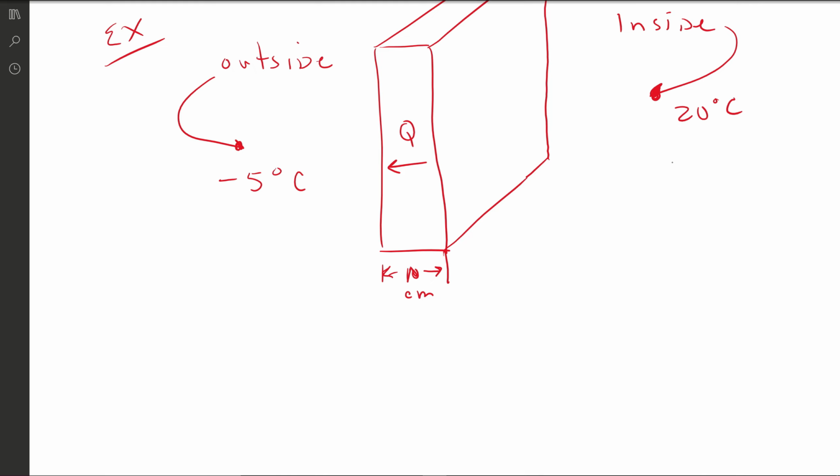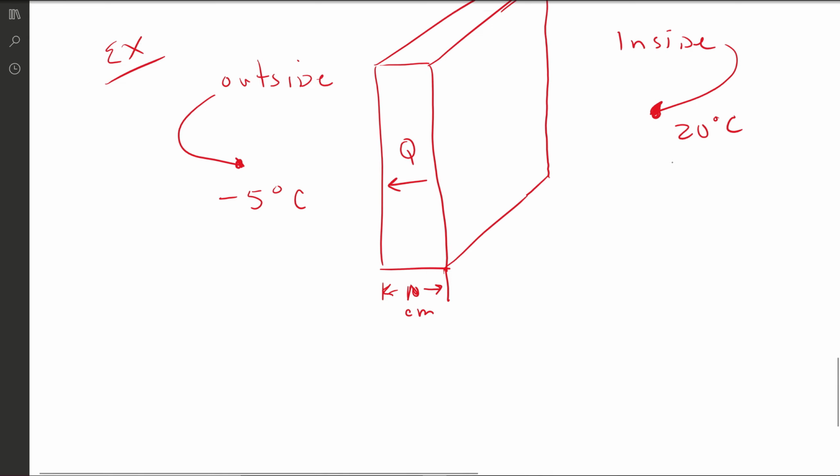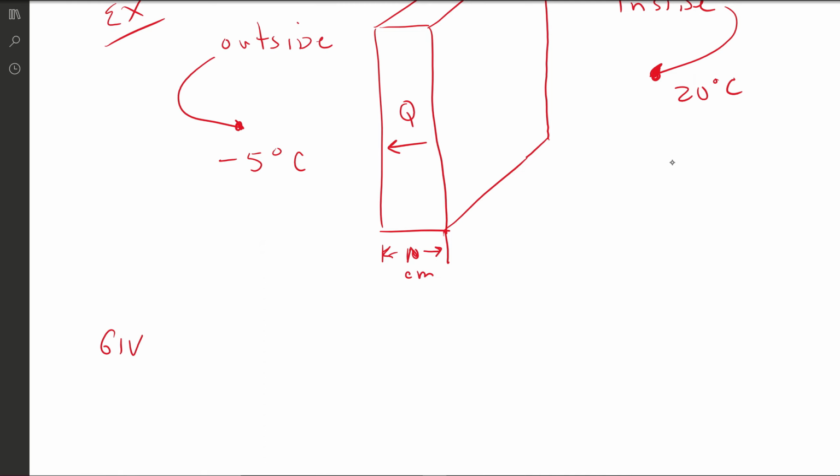All right, so we have the heat transfer that's going to go on here through conduction, through this wall. The heat will transfer via conduction through a wall from an area with a higher temperature to an area with a cooler temperature, so from the 20 degrees Celsius area to the negative 5 degrees Celsius area. All right, so what's given?